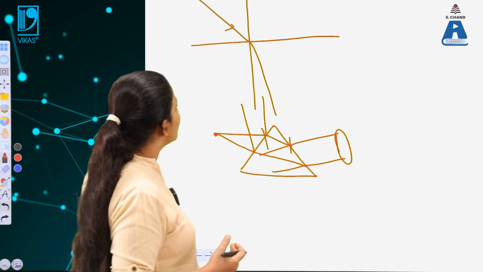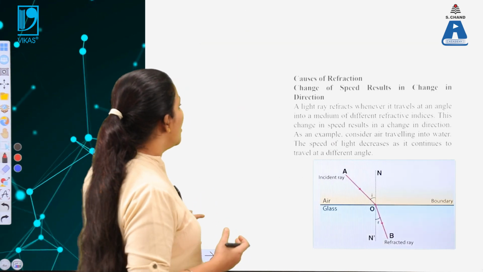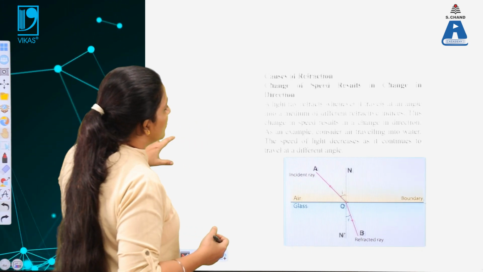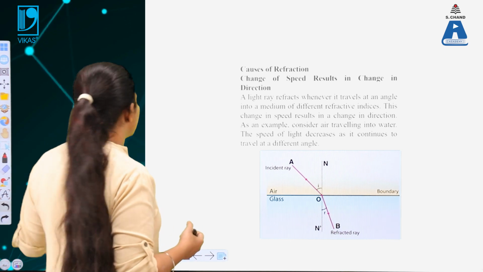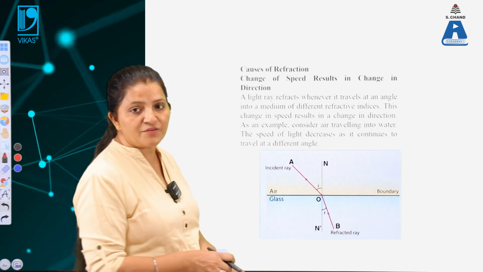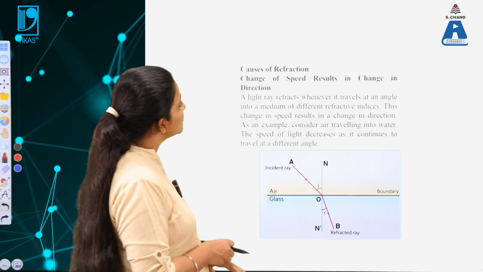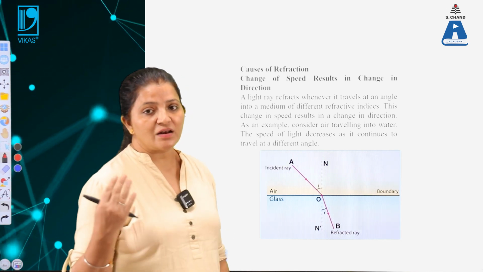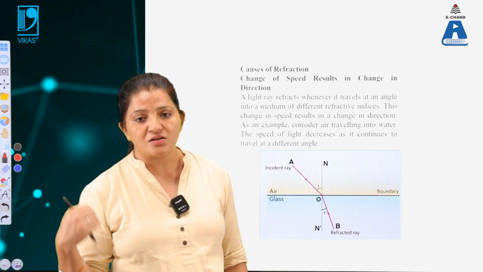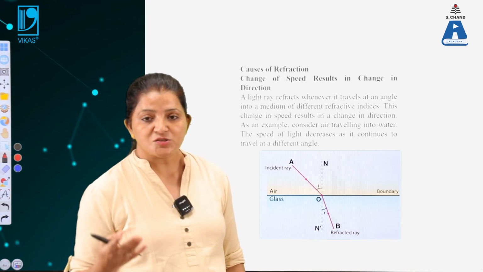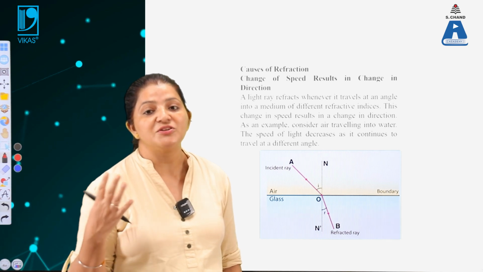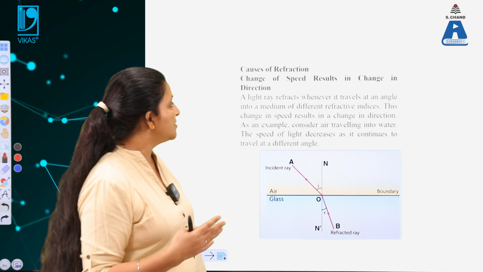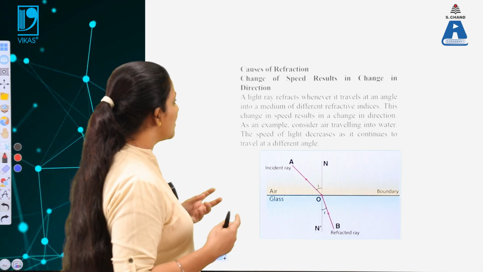So these are the laws of refraction. Now what is the cause of refraction? That is important over here. Why does refraction occur? The cause of refraction is a change of speed which results in a change of direction. Because we know that when the light travels from one medium to another medium with a different density, the speed of the particles will change. So, due to the change in speed of the particle, there will be refraction.